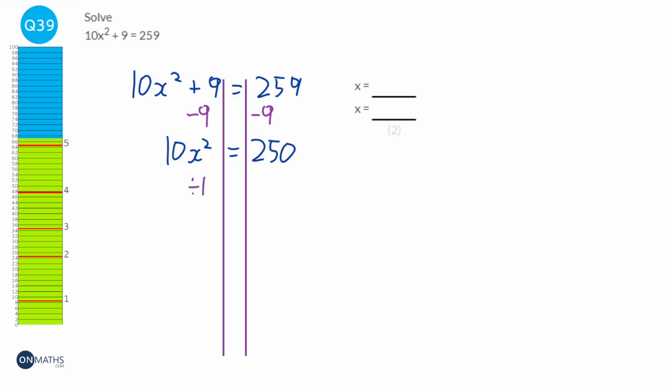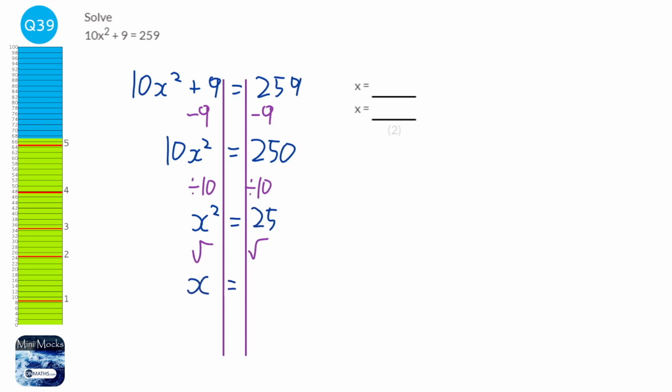Then we're going to divide by 10 both sides. So we've got x² equals 25. And then we're going to square root both sides. Now, this does give us 5, but it also gives us -5, because -5 times -5 is also 25. So our two solutions are 5 and -5.